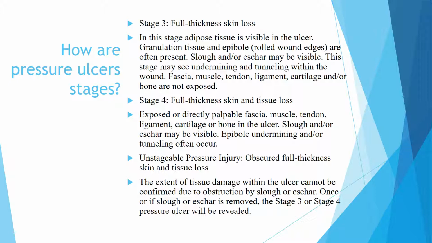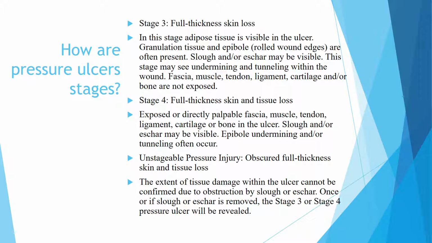Stage 3, full thickness skin loss. Adipose tissue is visible in the ulcer, granulation tissue, and epibole, which are the rolled wound edges, are also present. Slough and eschar may be visible. There may be undermining and tunneling in the wound. Fascia, muscle, tendon, ligament, cartilage, and/or bones are not exposed.